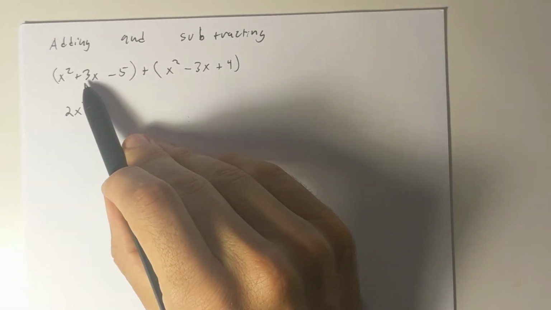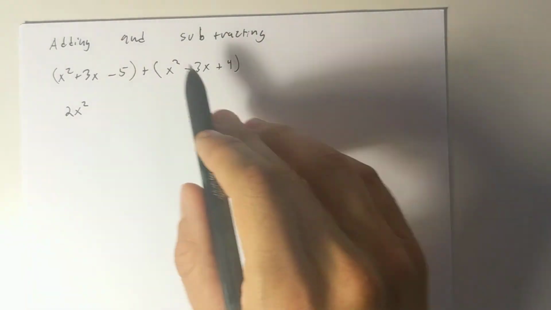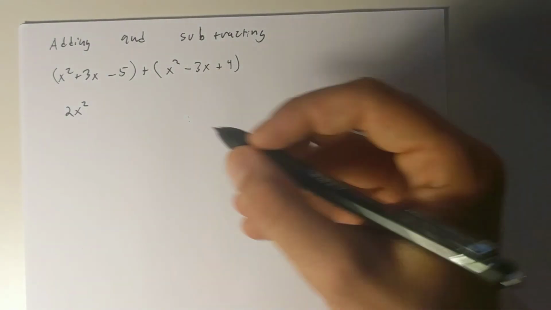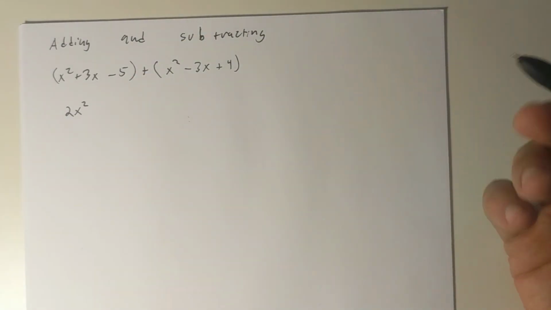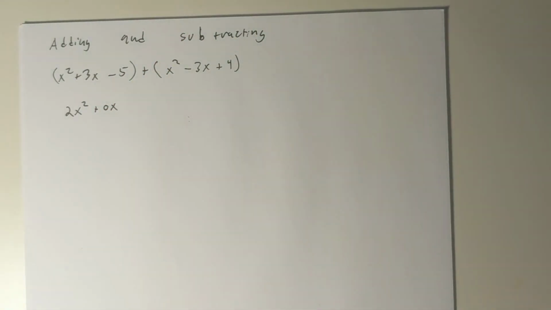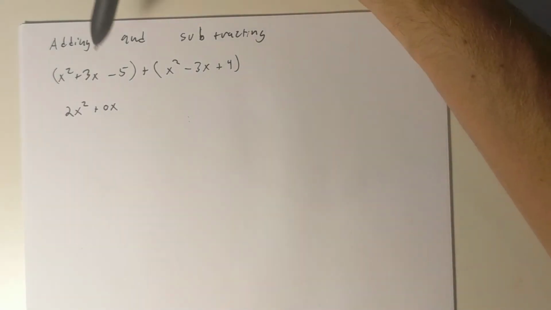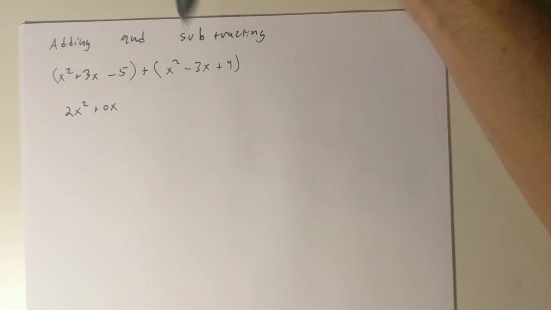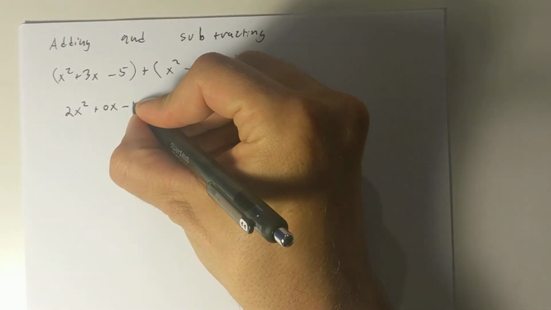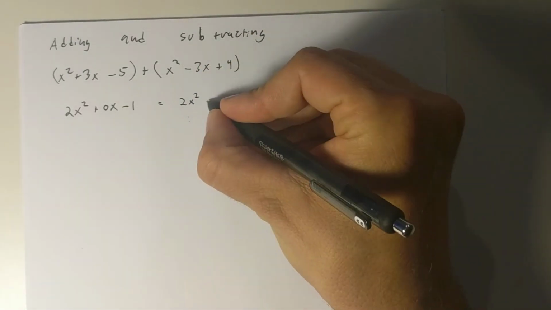All right, I have the next type of thing, which is just an x, right? So I got 3x and negative 3x. If I add those together, I don't get any. I can write that as 0x, but I don't even actually have to write that at all. But let's just write it as 0x for right now. Then I have negative 5 plus 4, which we know as negative 1. So our actual answer is 2x squared minus 1.